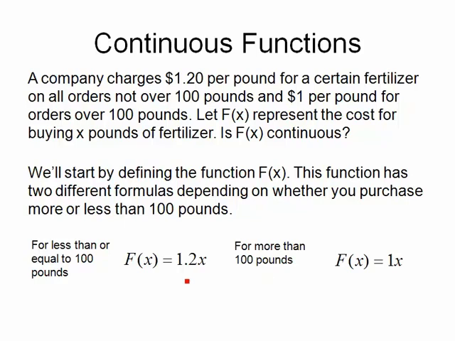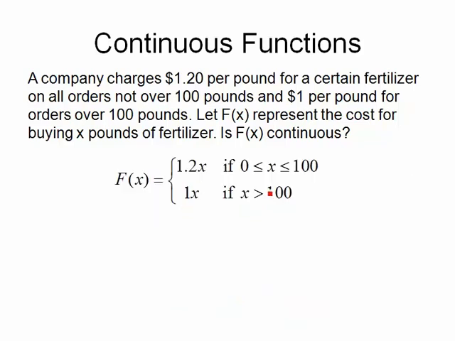So in fact, we really have two different formulas here. So this is a piecewise function. It has two pieces to it. One of them is 1.2x if your x's fall between 0 and less than or equal to 100, and 1x if x is greater than 100. What we want to know is at 100, do these two pieces connect up?